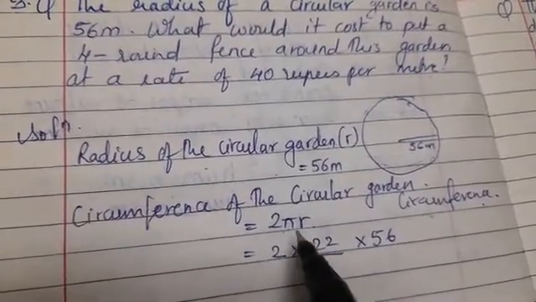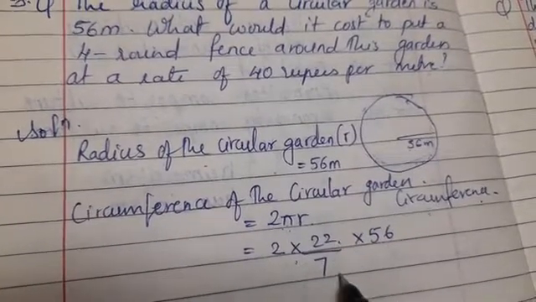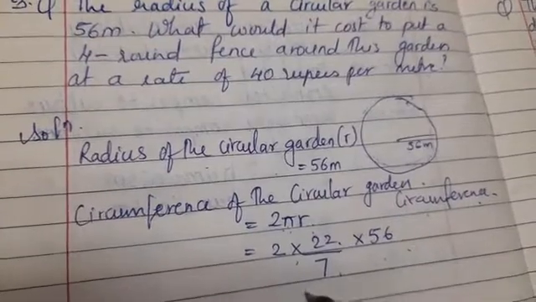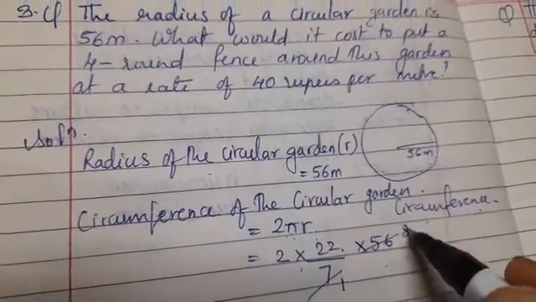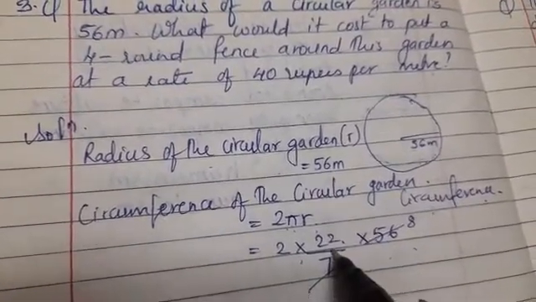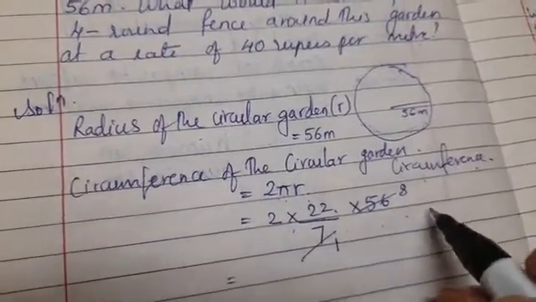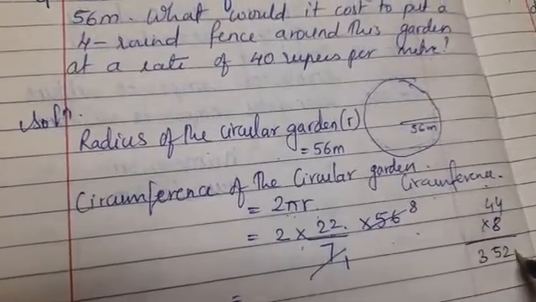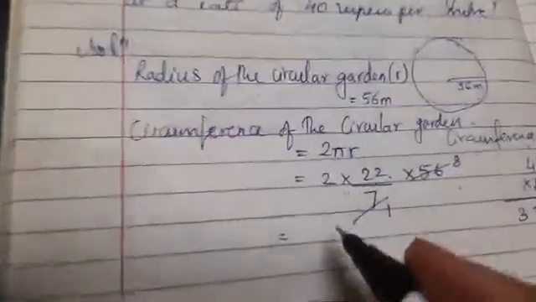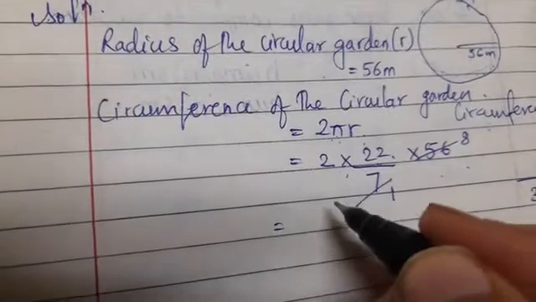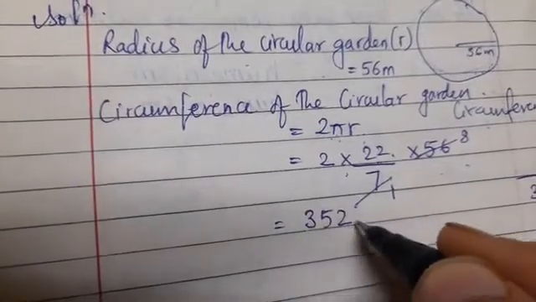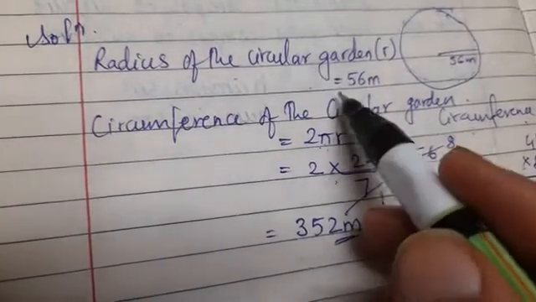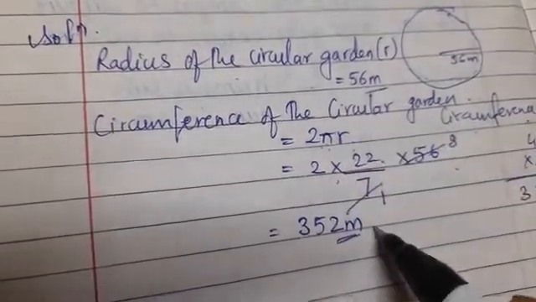The value of pi is 22 upon 7 and r is given as 56, so I wrote 56 here. Now 7 eights are 56, 2 into 8 is 16... we get 44 into 8. Multiply in the rough work and you will get 352 meters. So your answer is the circumference is 352 meters. Don't forget to write the units. Here meter is given in the radius, so we continue with meter.